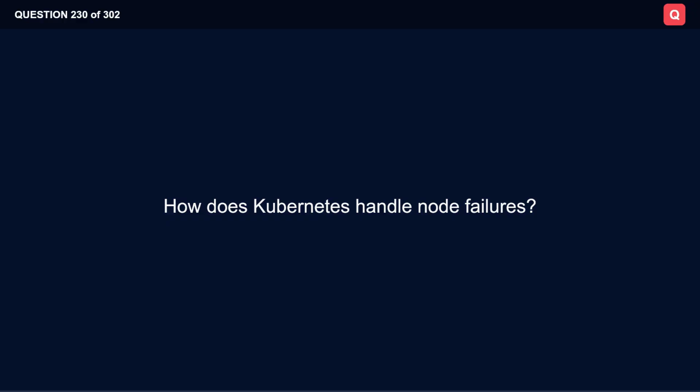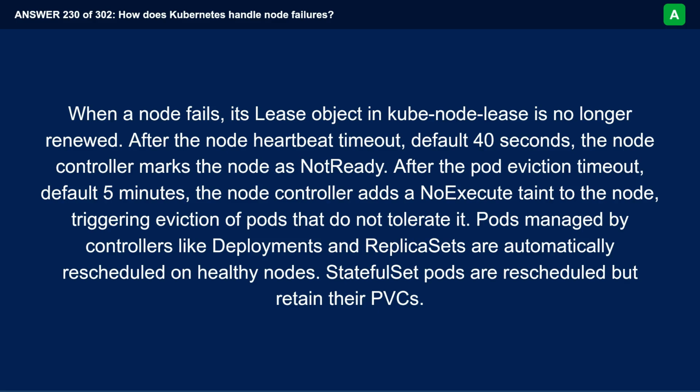How does Kubernetes handle node failures? When a node fails, its lease object in kube-node-lease is no longer renewed. After the node heartbeat timeout, default 40 seconds, the node controller marks the node as not ready. After the pod eviction timeout, default 5 minutes, the node controller adds a NoExecute taint to the node, triggering eviction of pods that do not tolerate it. Pods managed by controllers like deployments and replica sets are automatically rescheduled on healthy nodes. Stateful set pods are rescheduled but retain their PVCs.